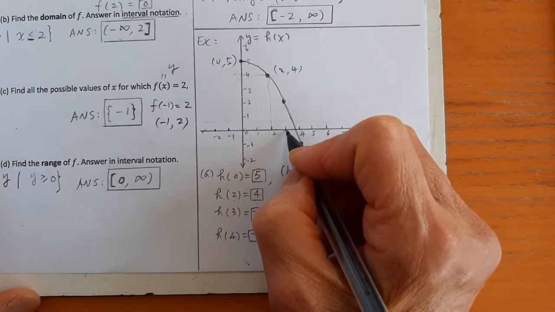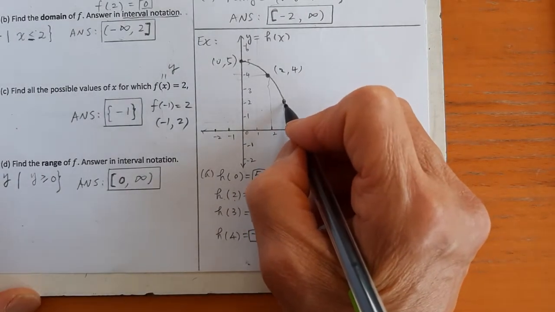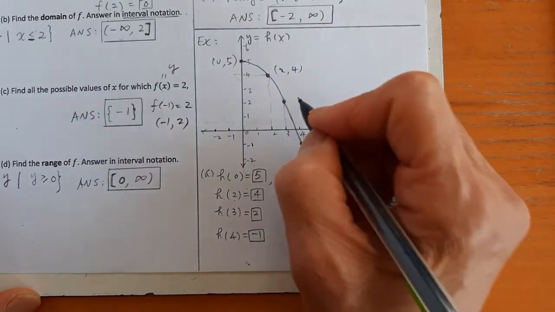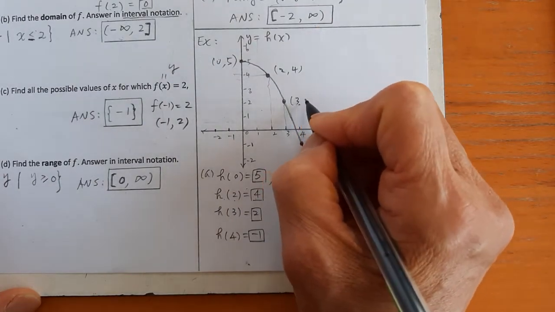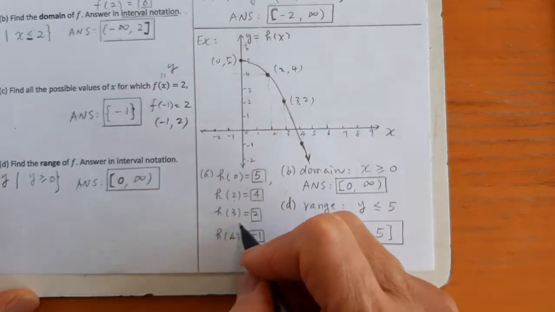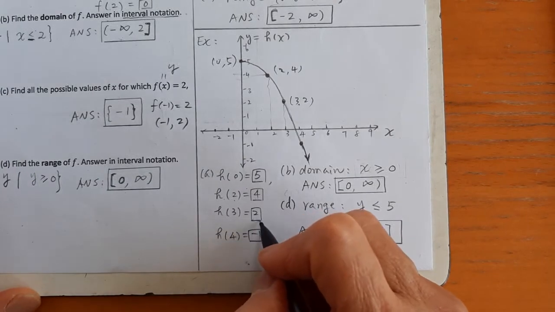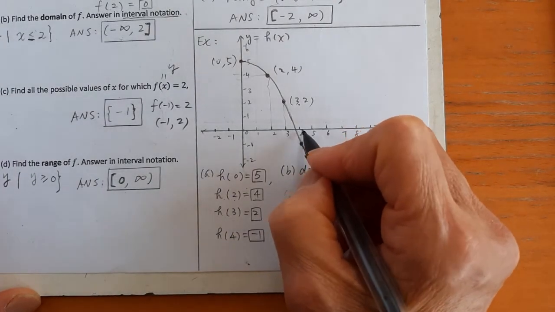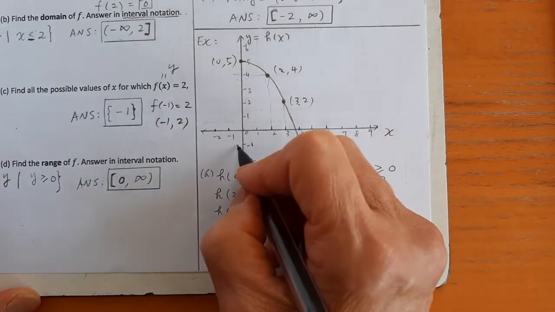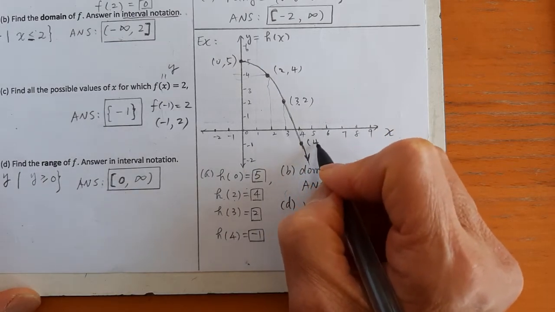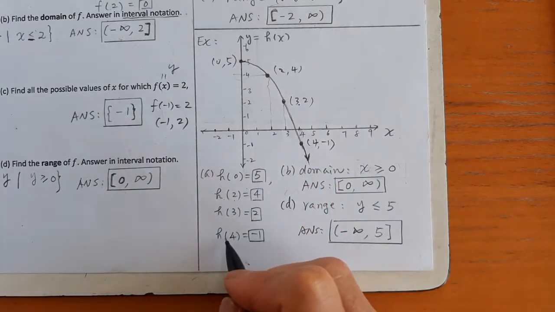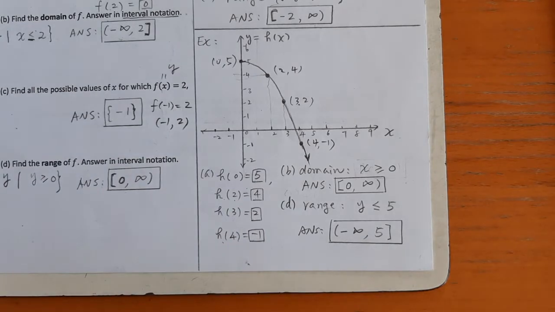What is f of h of 3? This h is a function name. 3 maps to 2, so f of h of 3 equals 2. What is h of 4? 4, -1. So this point is (4, -1). So h of 4 equals -1.